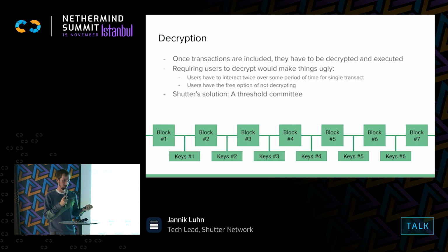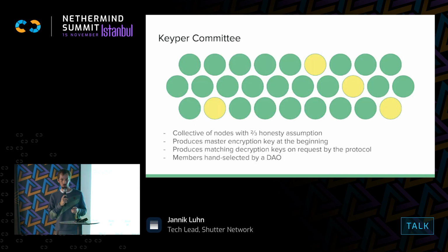Instead, what we're proposing here with Shutter and what we're providing to this project is a threshold committee. So what's that? It's basically a set of nodes in the network whose job it is to collectively produce first an encryption key that will be public, that anyone can use to encrypt that transaction, and then on request by the protocol, when it's time to decrypt, this committee will also produce the corresponding decryption keys.